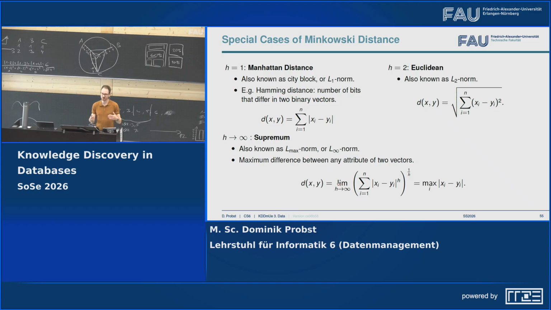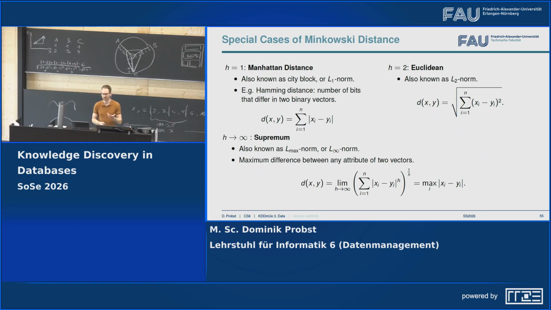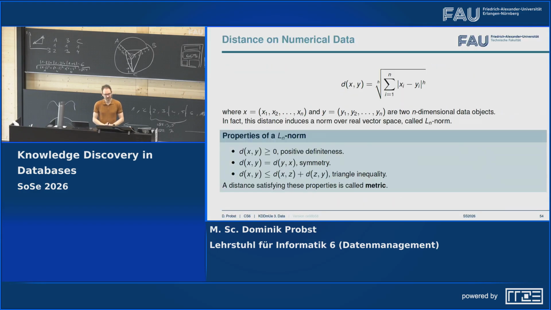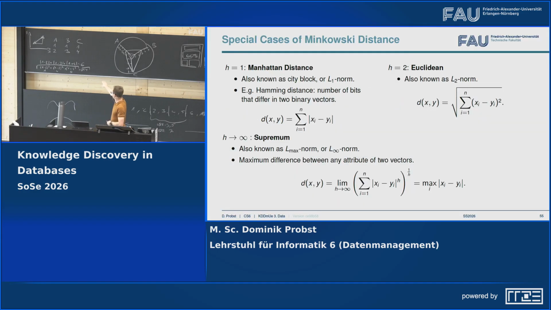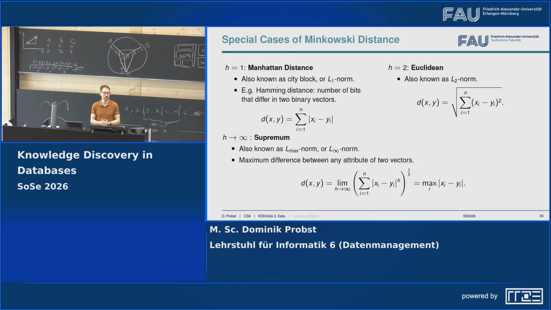We can also try to get to h infinity, but most often it's not done. It's very complicated mathematically. But the Manhattan distance and the Euclidean distance are the two distances we will use a lot during the upcoming weeks. Okay?